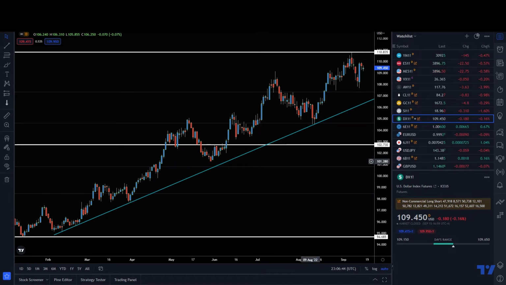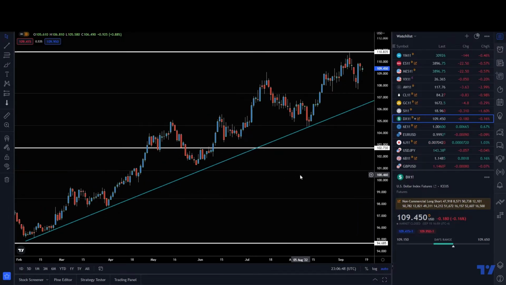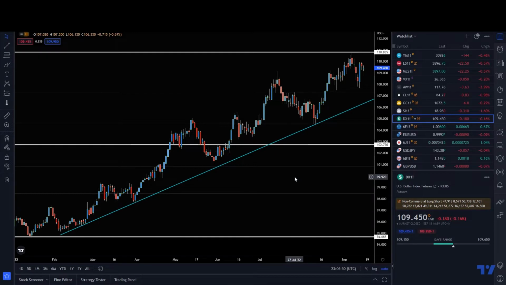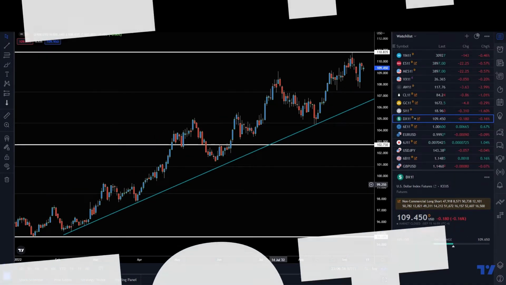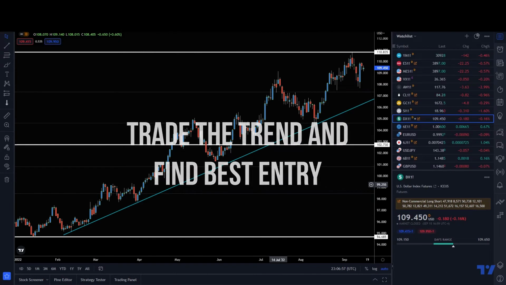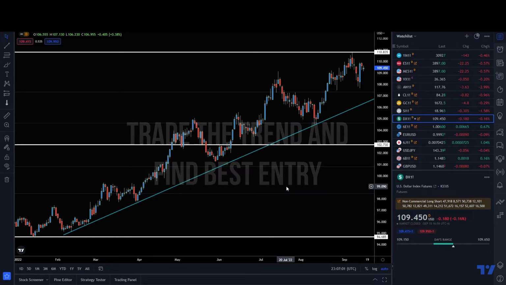So today I wanted to show you something that can happen when you're trading the trend that can be very beneficial to know. It actually caused me to miss a trade opportunity, but basically it's a variation of the pullback strategy. So with that being said, let's get it going.